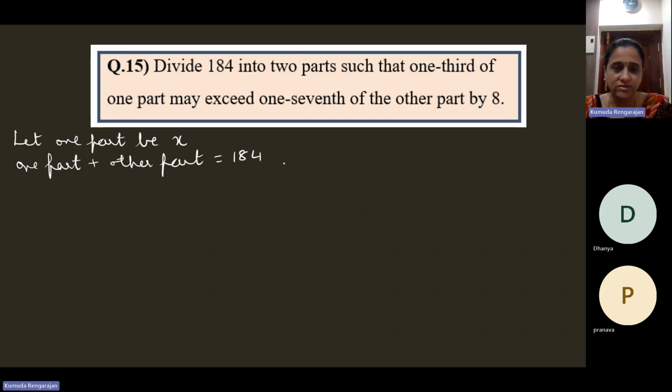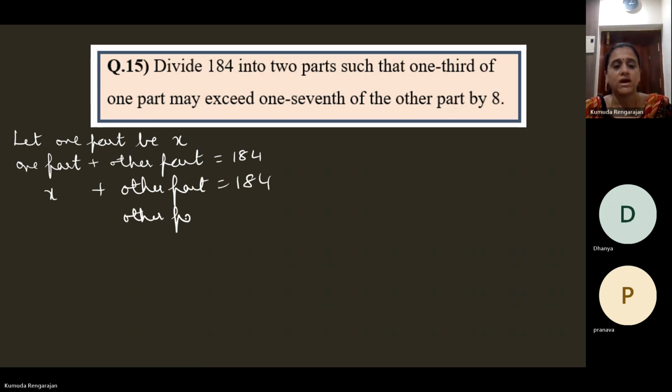Let one part be x. Now the total is 184. You'll have to divide 184 into two parts. So let one part be x, and we know that one part plus other part should be equal to 184. So one part x plus other part is equal to 184, so the other part is equal to 184 minus x. One part is x, the other part is 184 minus x.